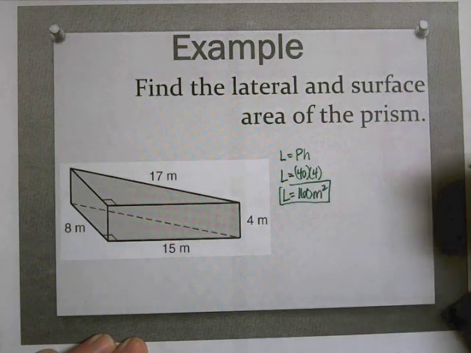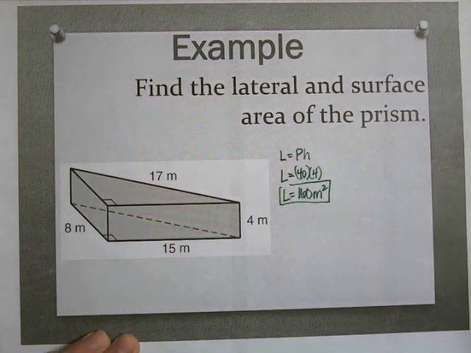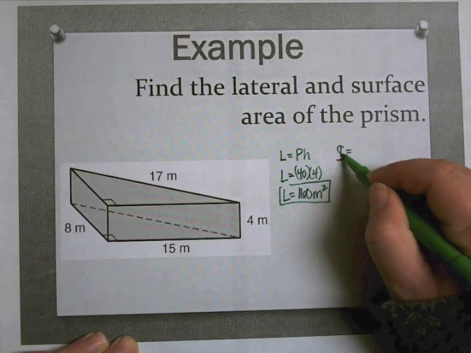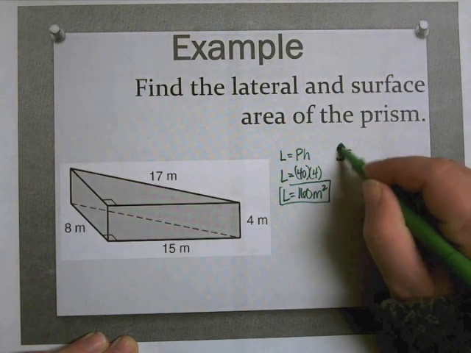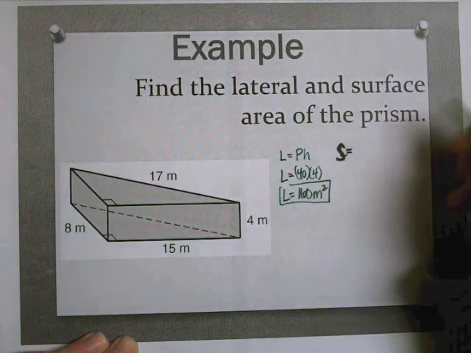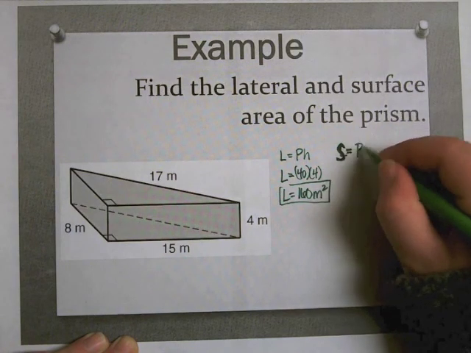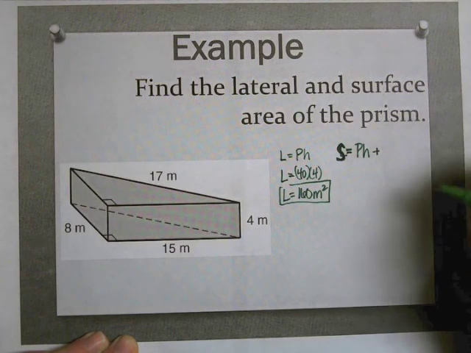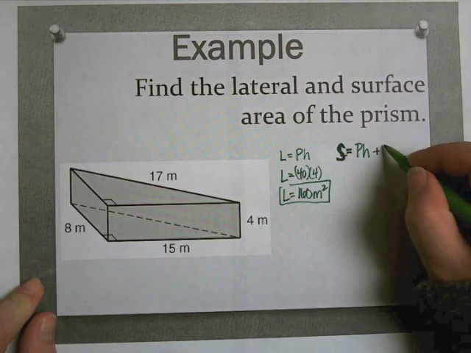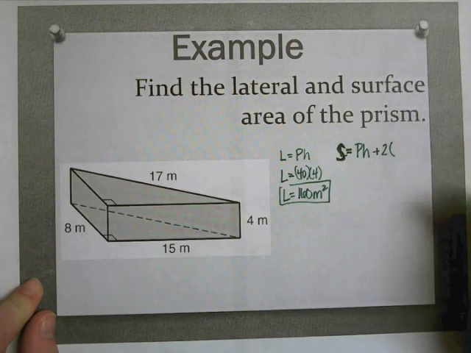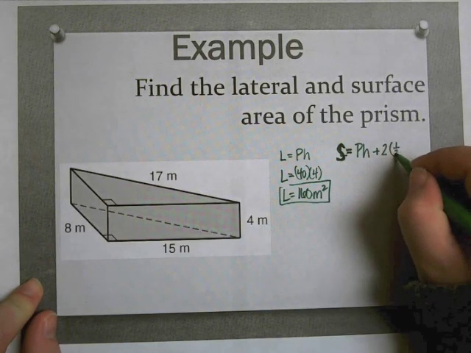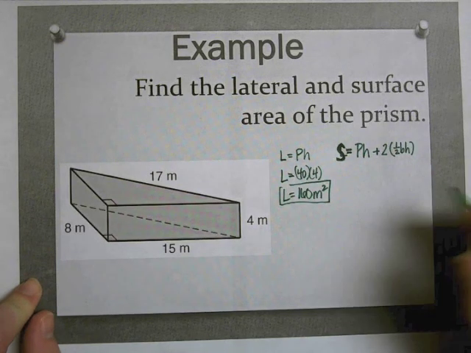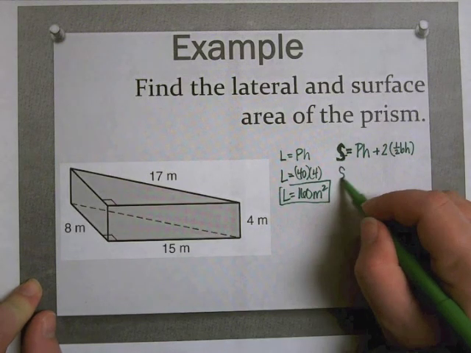Okay? So now we have 160 meters squared. What we need to do is we're going to take that, I keep doing that L, we need to put an S there. We have our surface area equals our perimeter times our height plus the area of our bases. Well, that would be 2 times, well, how do we find the area of a triangle? Remember, we take 1/2 base times height. Again, that little b is different than big B. So we're going to take our surface area.